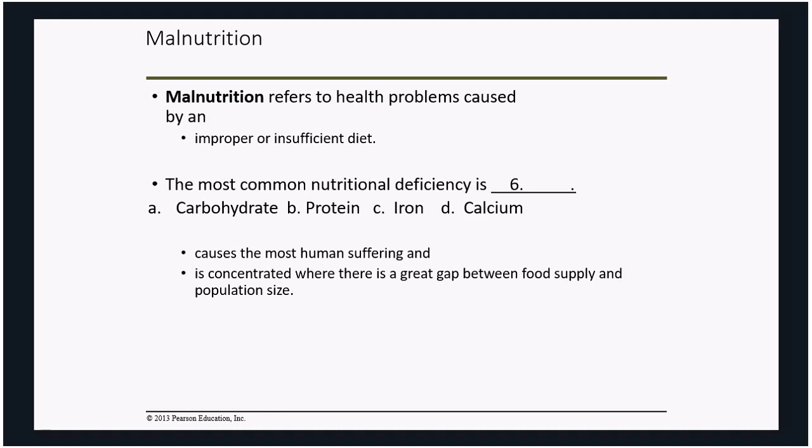So the most common nutritional deficiency globally, do any of you know, of carbohydrate, protein, iron, or calcium? Malnutrition is an improper or insufficient diet. Around here, it's not as common. In general, most of the population has a sufficient intake to avoid severe malnutrition. But globally, not enough protein is definitely the most common nutritional deficiency.